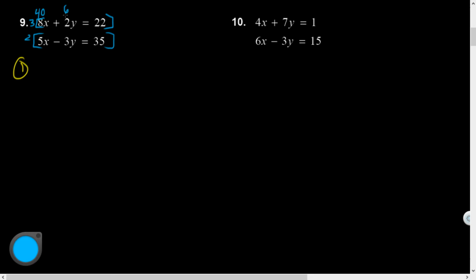3 times 2 is 6. And actually, good news, these already had opposite signs. So I'm just going to leave that as 3 and 2 here. All right. Because I want them to be opposite.